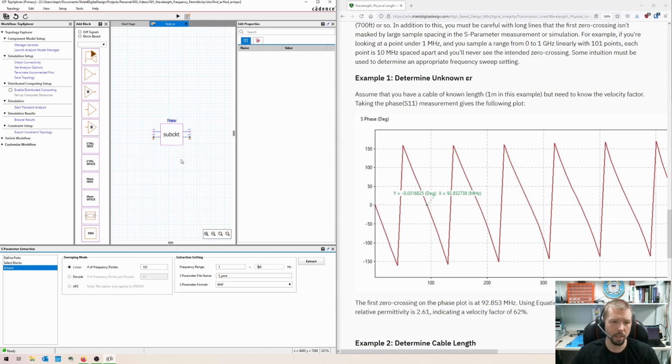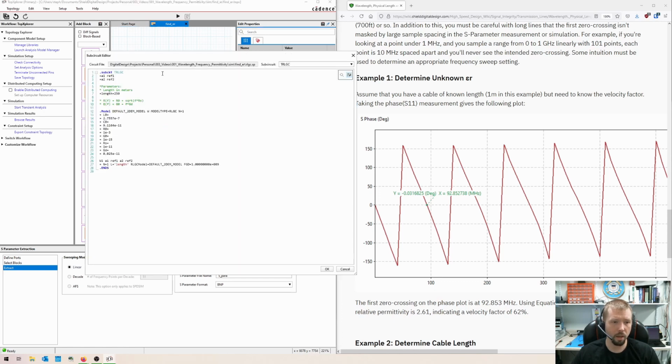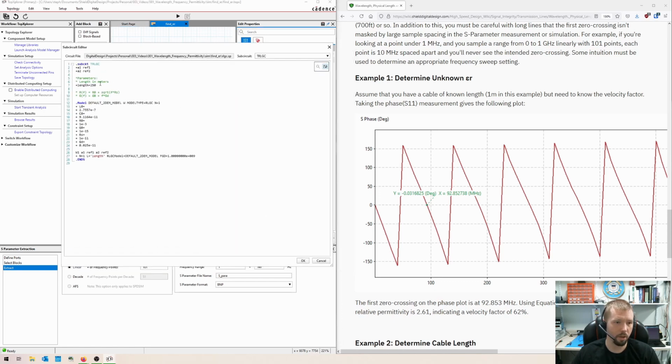So in this case, we're going to take an RLGC model of a cable. We know the length of this cable in the RLGC model is set for 250 meters. Perhaps it could be equivalently an S parameter touchstone file from an actual measurement, but in this case we're going to use a simulation model. And it's got the RLGC parameters, transmission line parameters here defined in the model.